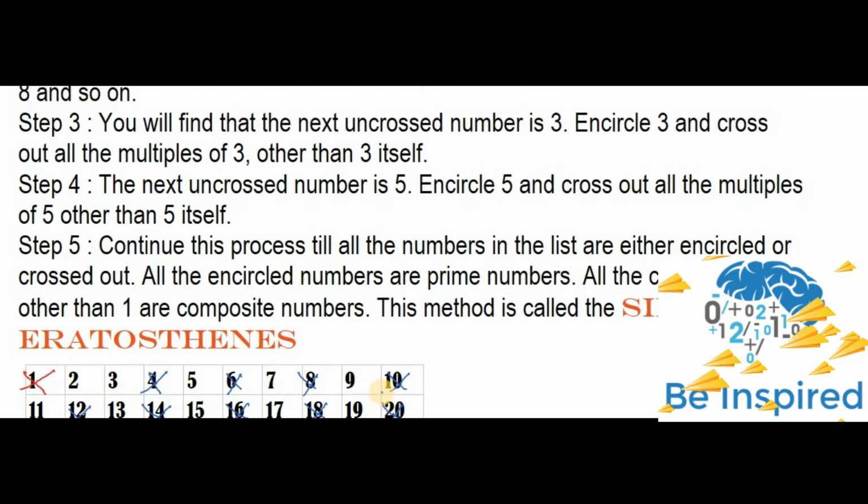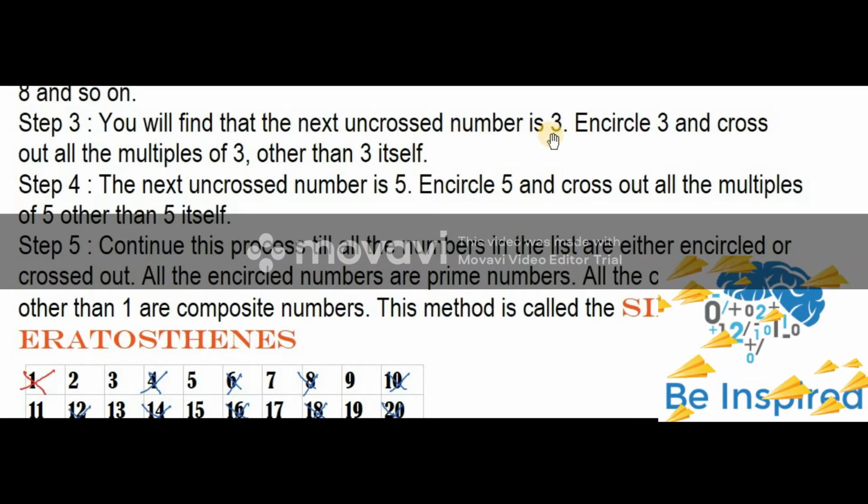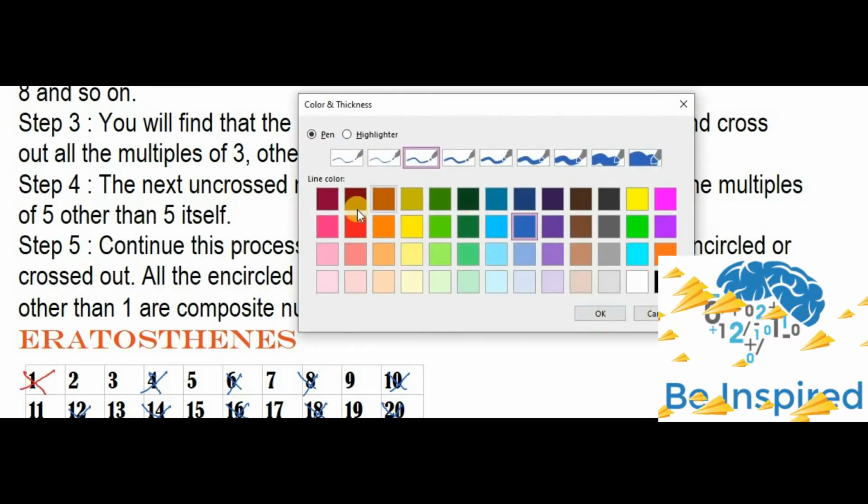Now what is the third step? You'll find the next uncrossed number, which is 3. So what is the next number we have? 3. Encircle 3 and cross out all the multiples of 3 other than 3 itself. In the same way we are going to cross out all the multiples of 3.